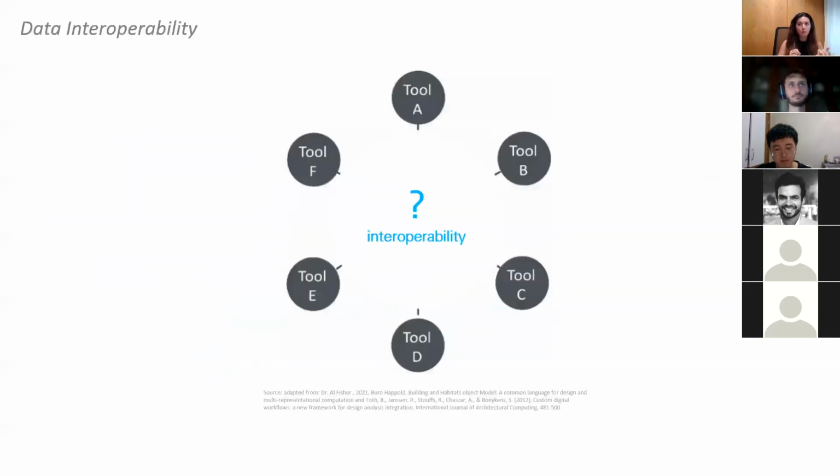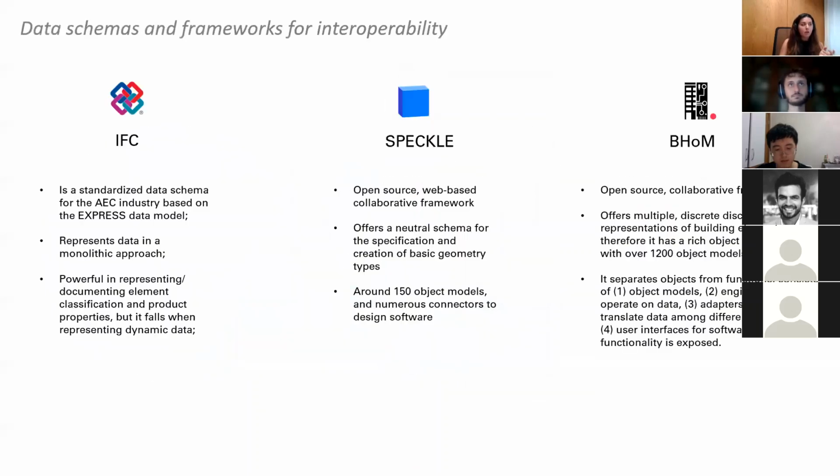So now, how do we interoperate, and what kind of data schemas or platforms exist for interoperating? We saw before, Zidong mentioned Speckle, and here I presented three of them, the key ones that are used for interoperability. We have the good old IFC. It's a standardized data schema based on the EXPRESS data model. IFC represents data in a monolithic approach, meaning that we have one data container for, as we saw with the column, everything that has to do with this column saved in the same monolithic approach.